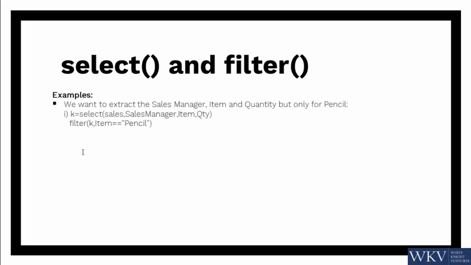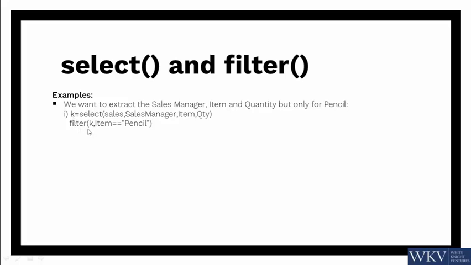scenario. The scenario at hand is we want to extract the sales manager, item and quantity, but only for the item pencil. We want to extract the columns sales manager, item and quantity, but only for pencil. So how we do it here is, the first method is I create a new data set K in which I select the variables sales manager, item and quantity from the original data set sales. So from the original data set sales, I have extracted 1, 2 and 3 columns and I have saved this in a data set K.